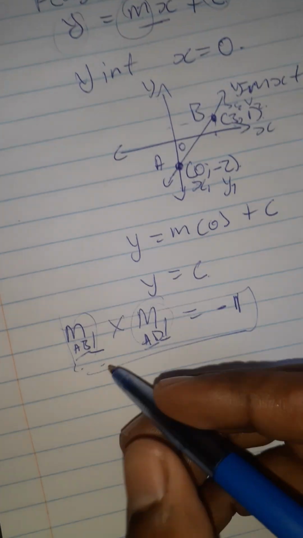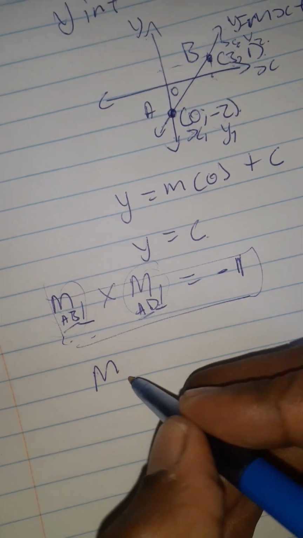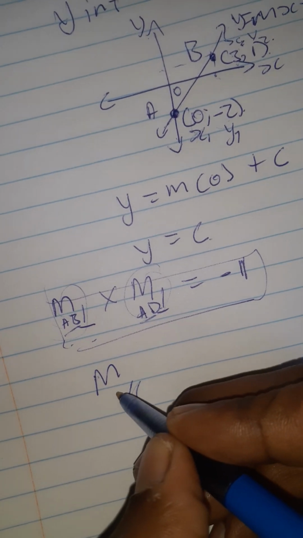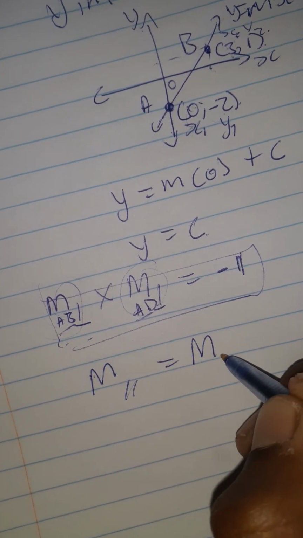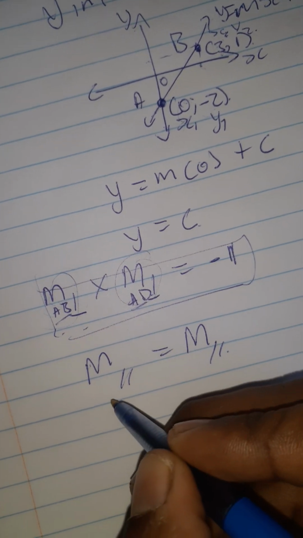Now, moving forward, we have the gradients of parallel lines. Gradients of parallel lines are equal.